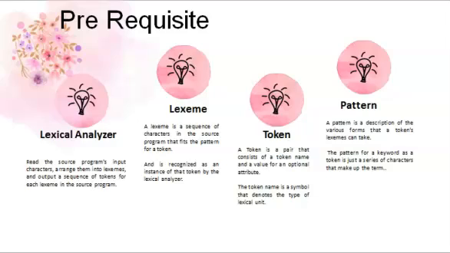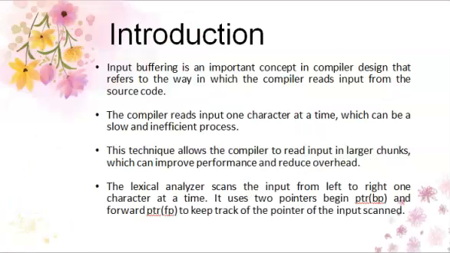A token is a pair that consists of a name and an attribute value, and the name is a symbol that denotes the type of the lexical unit. A pattern is a description of the various forms that a token's lexemes can take. For a keyword as a token, it's just a series of characters that form the keyword. Introduction.